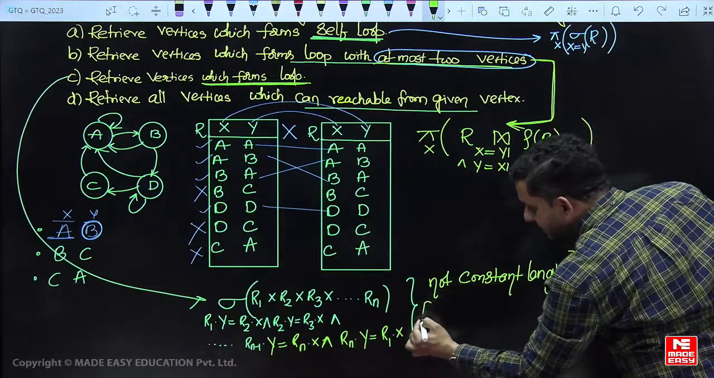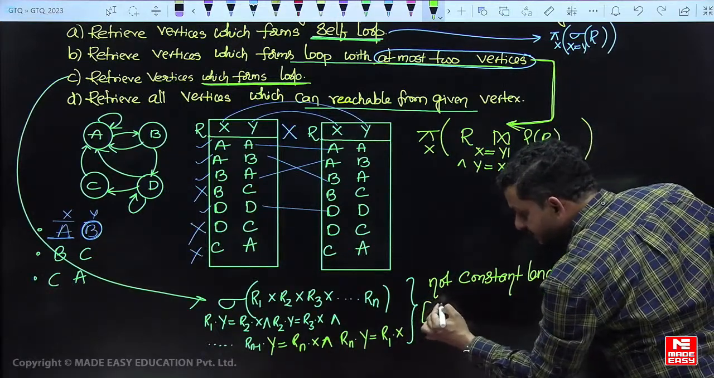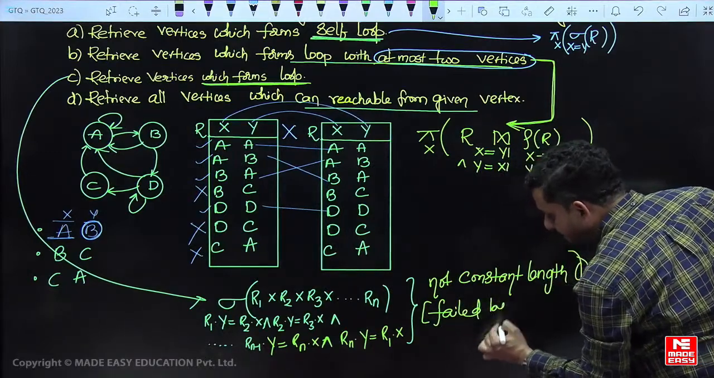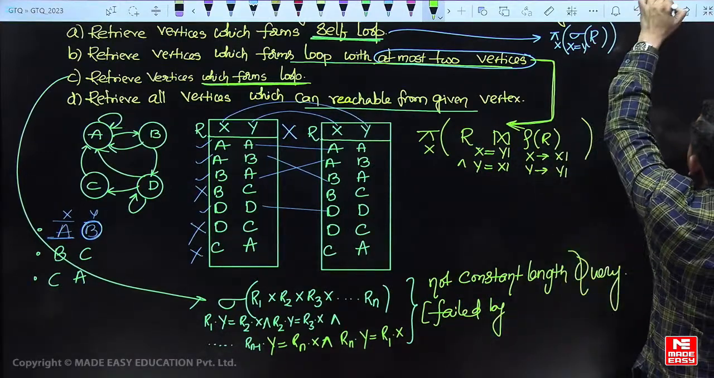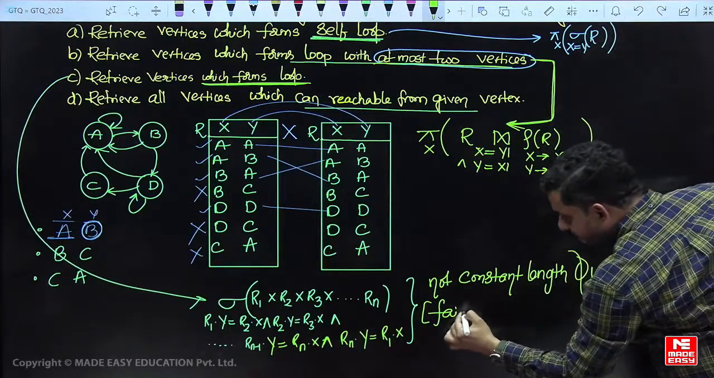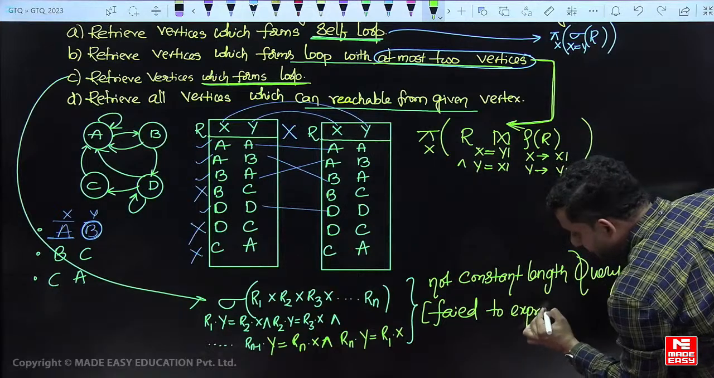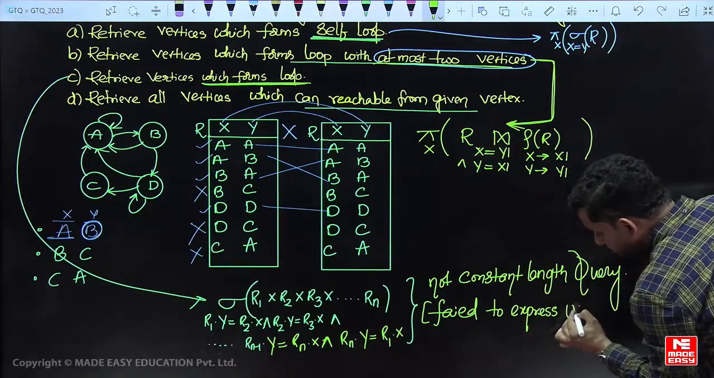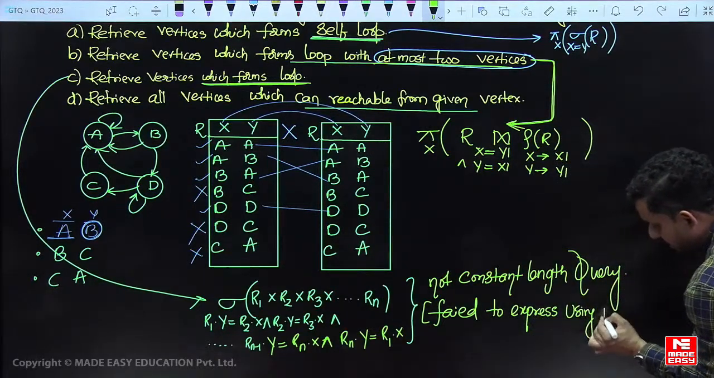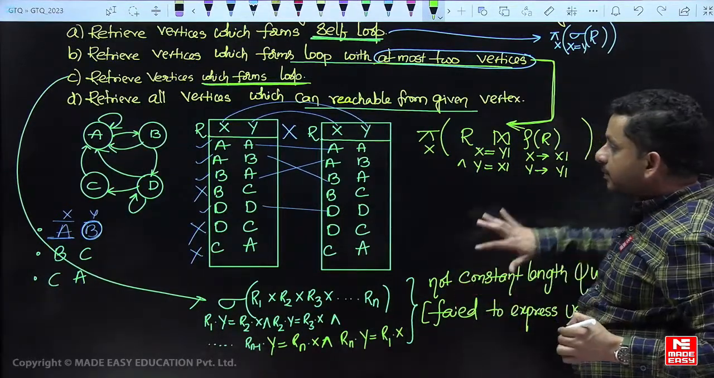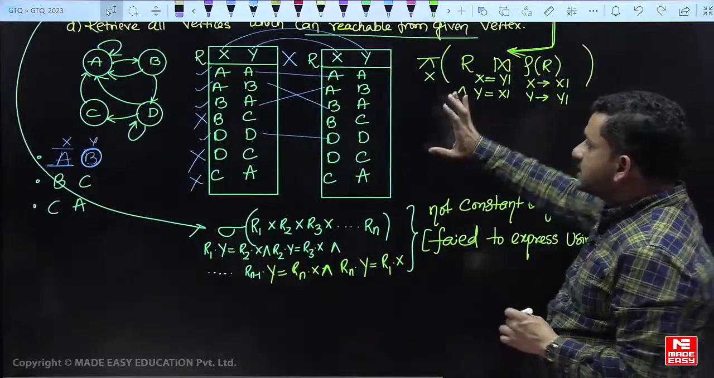So it indirectly says that it fails to express using relational algebra, because the length is required. Okay, so that is about the C question.